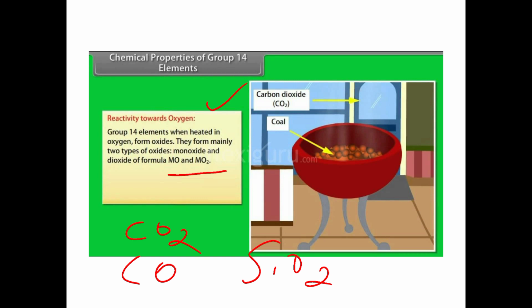as we move down the group, the acidic character of the oxides decreases. Thus, carbon dioxide, silicon dioxide and germanium oxides are acidic, whereas tin oxides and lead oxides are amphoteric. That is, they show both the properties of acid and base. Carbon monoxide is neutral, germanium monoxide is acidic, while tin oxides and lead oxides are amphoteric.